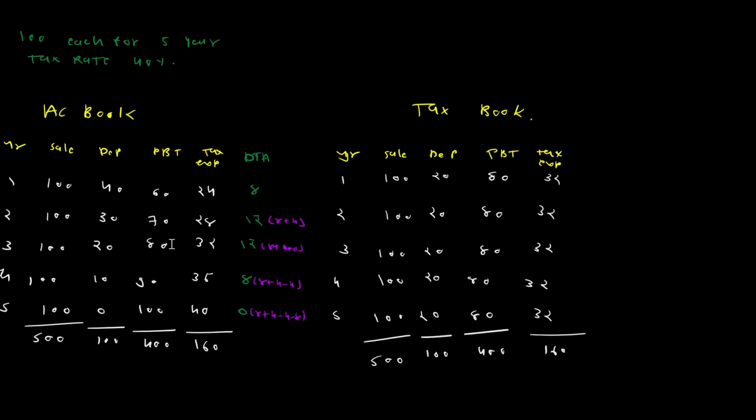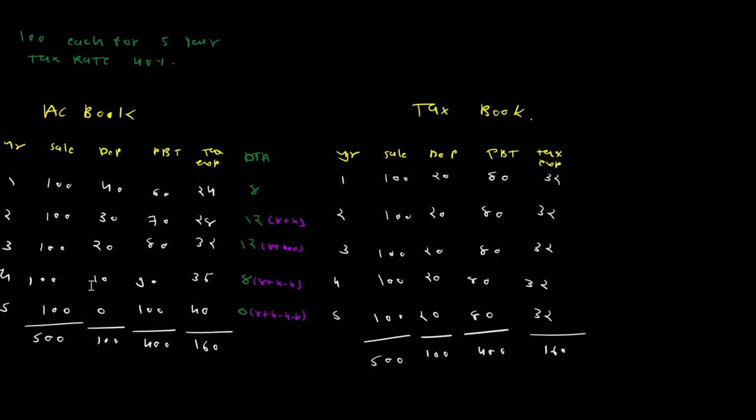In the next year, 80 is my PBT after the 20 rupees of depreciation, 32 is tax expense, and in the tax book also 32 is my expense. So there will be no addition or reversal of the DTA.